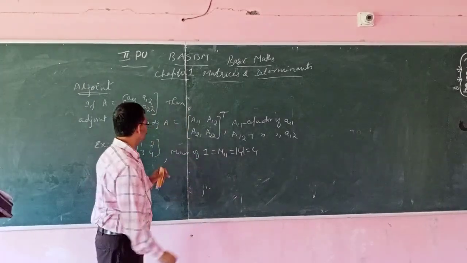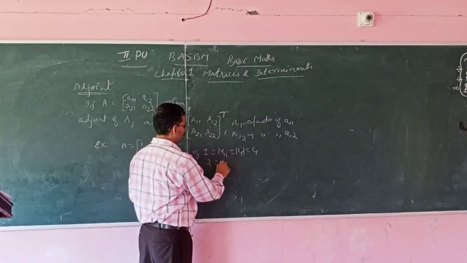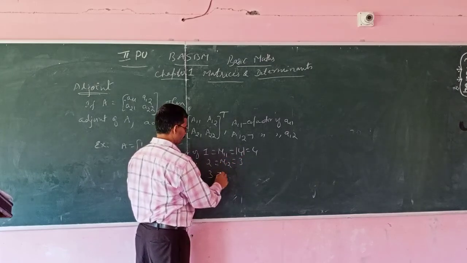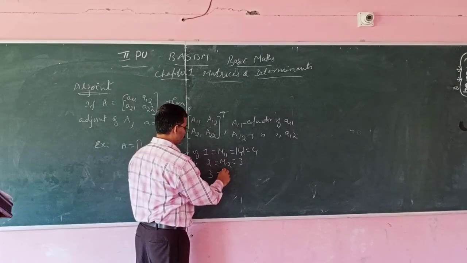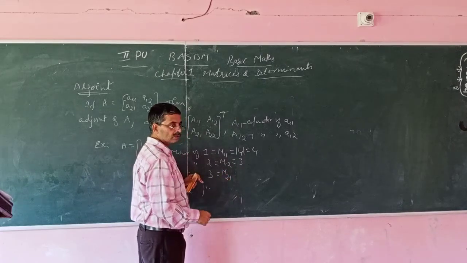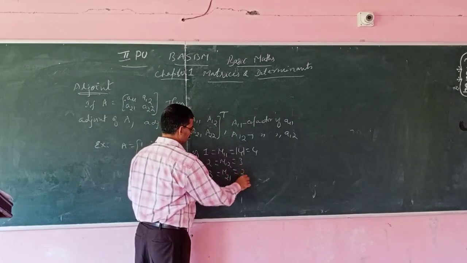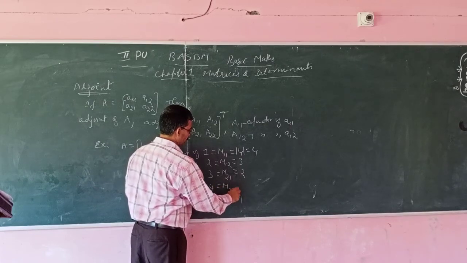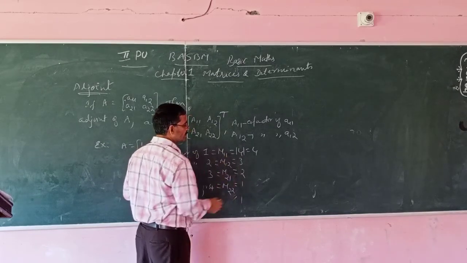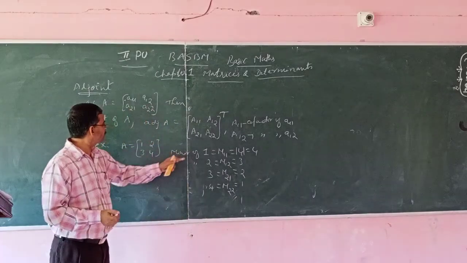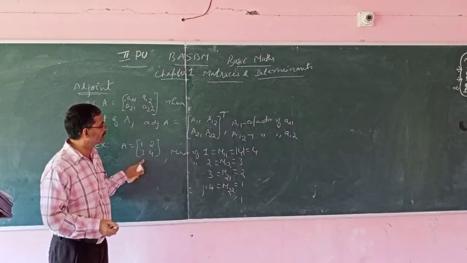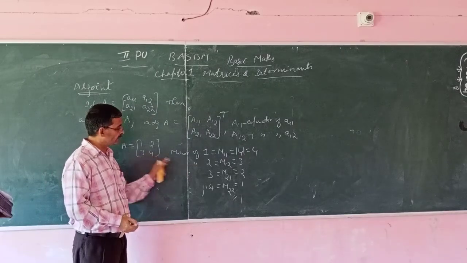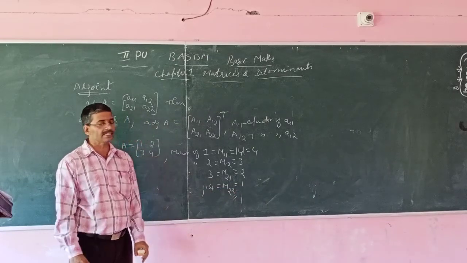Similarly, the minor of the element 2 is M12, equal to 3. The minor of 3, M21, the second row, first column element, equals 2. Last one, the minor of 4, M22, equals 1. So this is about minors: the minor of 1 is 4, of 2 is 3, of 3 is 2, of 4 is 1. Like this, the minor is calculated.